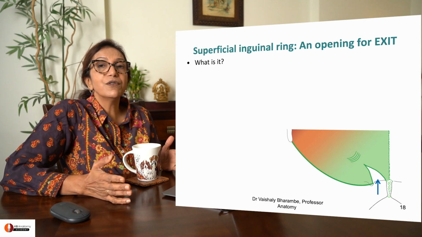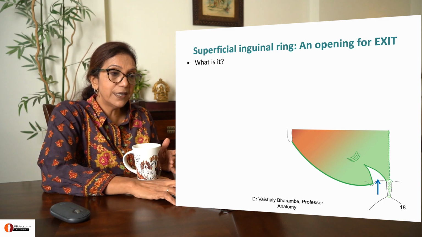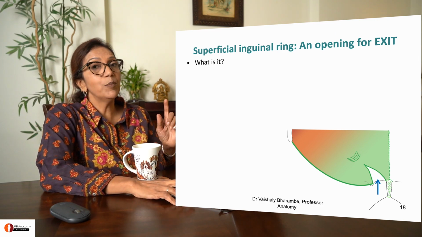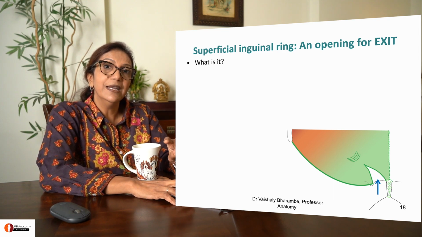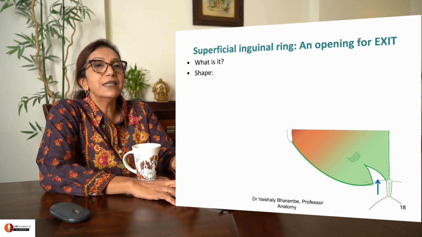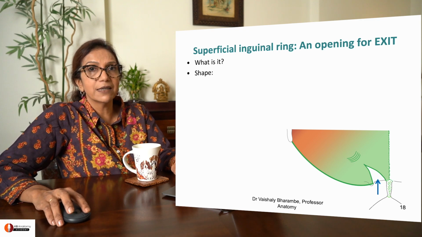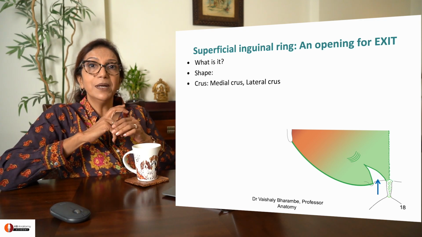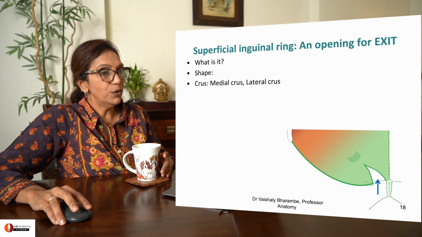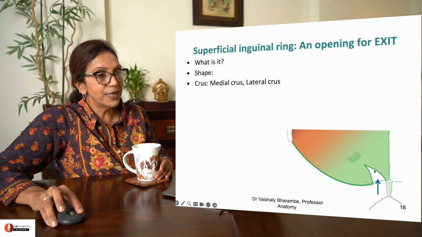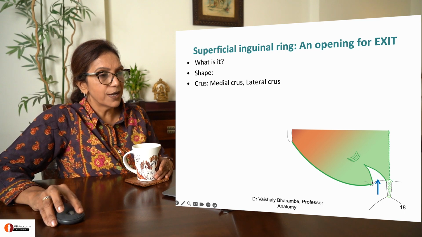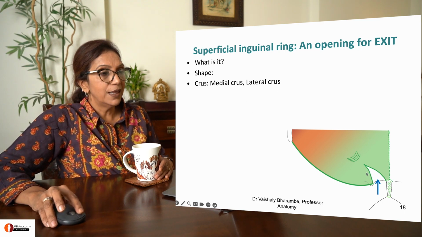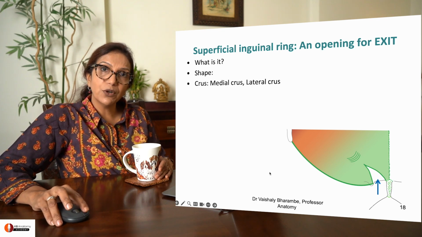So what is superficial inguinal ring? I have been repeatedly telling you, what is it? It's a gap in the aponeurosis of which muscle? External oblique. What is the shape like? You can see an answer. It is triangular. Okay, it's called as a ring, but it is triangular. Now you can see that it has got a medial edge and a lateral edge. The medial edge is called as medial crus. Lateral edge is called as lateral crus.